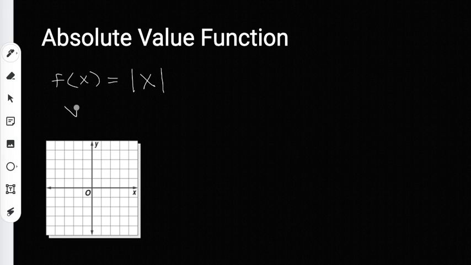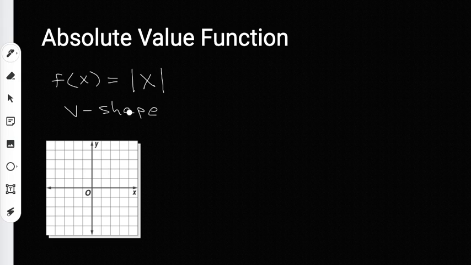The next function we're going to look at is called the absolute value function. And the way you're going to write this is f of x equals the absolute value of x. So you probably worked with absolute value before when we did absolute value equations and inequalities. Now when you graph this, you're going to get a V-shape.